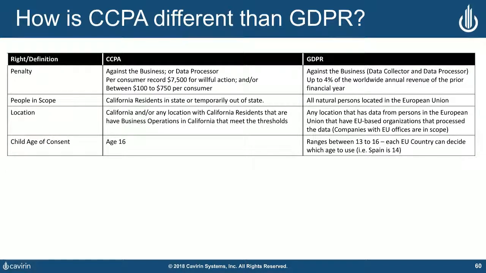Child age of consent is also different between the two. California is very strict, 16. GDPR allows each European Union country to choose the age. So the age in Spain is 14, and it's a variable age when you're dealing with GDPR in the European Union.